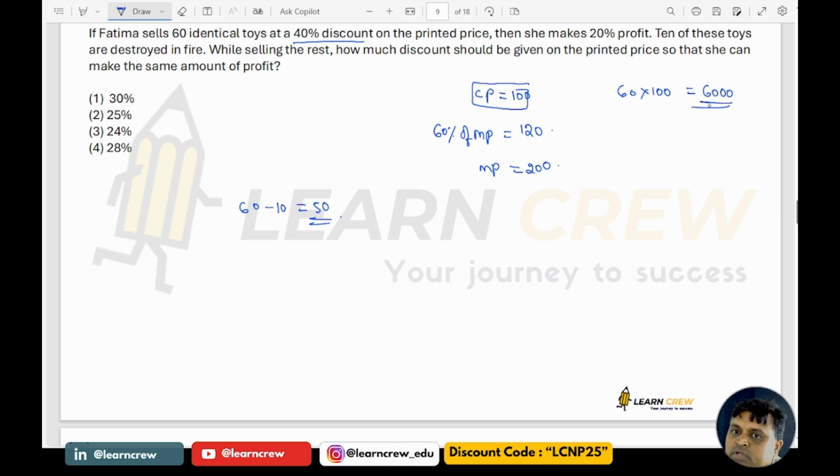6,000. Total 60 toys cost price is 6,000. Total cost price is how much? 6,000. Now, how much discount should be given on the printed price so that it can make the same amount of profit? Now, total selling price on this: 20% profit means 120% of 6,000, which is 7,200 should be total selling price of 50 toys.